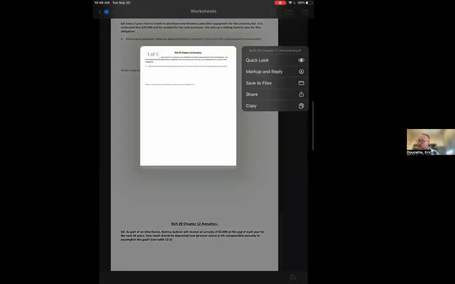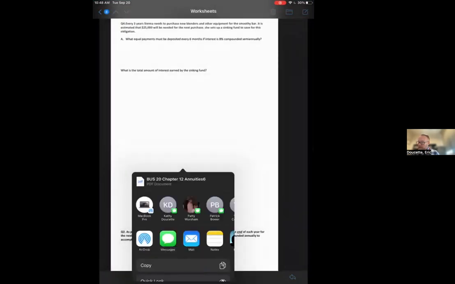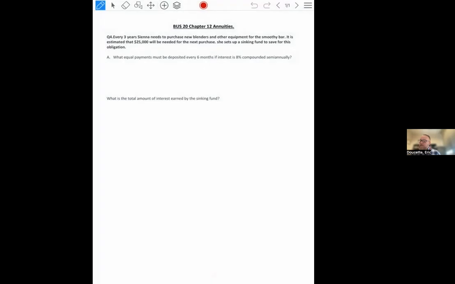So she's going to do a sinking fund on blenders. So again, you're looking for that sinking fund question, but here, if you look at the problem, we're going to answer the first one: what equal payments must be deposited every 6 months, and then what is the amount of interest earned? So the first one is, let's see, every 3 years Sienna needs to purchase new blenders and other equipment. It's estimated that 25,000 will be needed for the next purchase. She sets up a sinking fund. What equal payments must be deposited every 6 months at 8% annually, semi-annually, so 2 times a year.